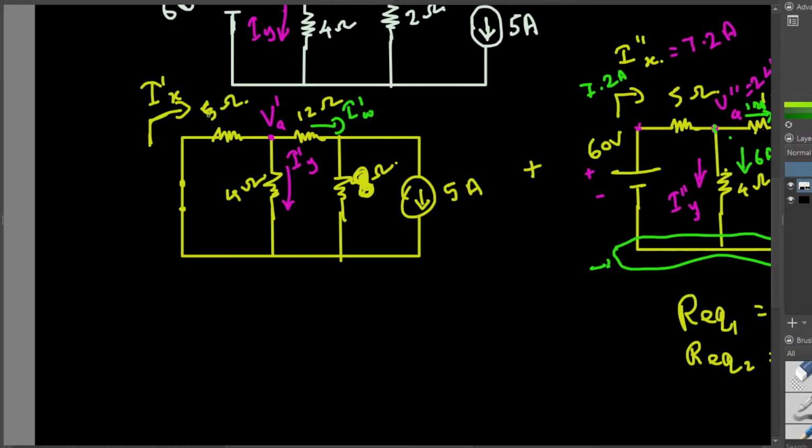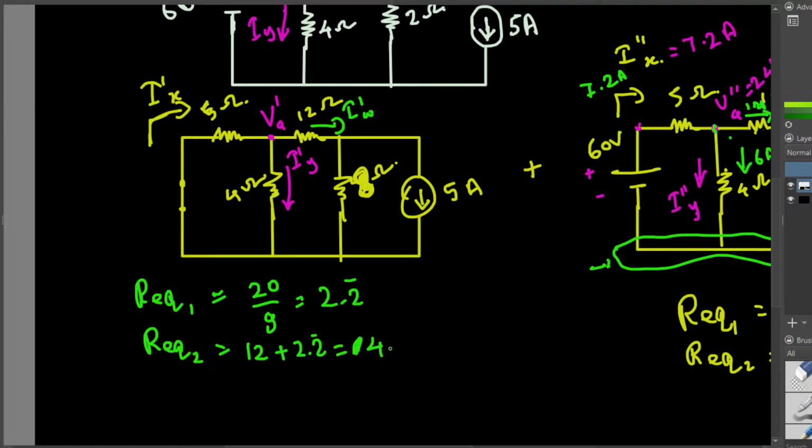Here we have the resistances. These two are in parallel, so the equivalent resistance is going to be product over sum. 5 times 4 divided by 5 plus 4, so 20 over 9. 20 divided by 9 is 2.22, so we can say 2.2 repeating. Once we have combined these two, we have the 2.2 repeating right here, and these two are in series, so we can add them together. The new equivalent resistance is 12 plus 2.2 repeating, that's going to be 14.2 repeating.